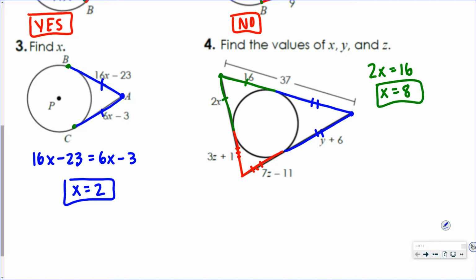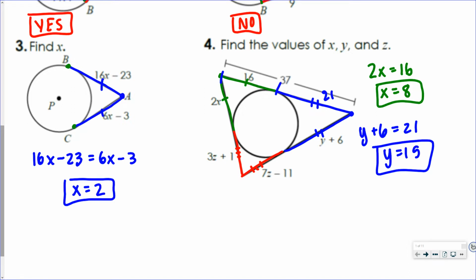Okay, folks, if this is 16, what's this measure? 21. 37 minus 16 is 21. Yep. Good. So y plus 6 is the same as 21. Y is 15. And then lastly, 3z plus 1. Same distance as 7z minus 11. Solve that. I got z to be 3. Okay. Any questions with that? That's a review over what we did in the last lesson.